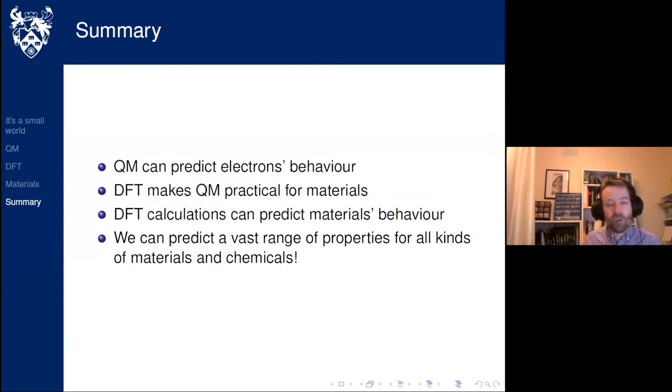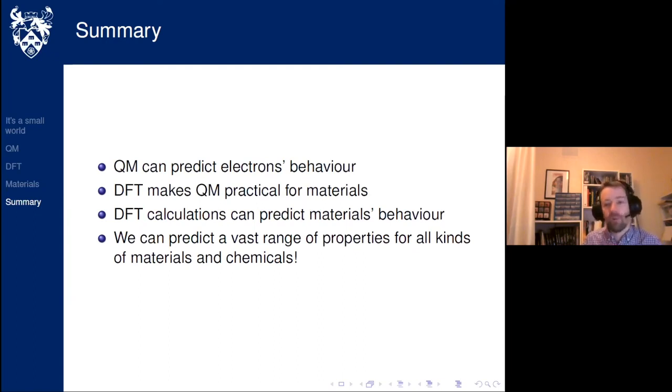We can predict a huge number of properties for all kinds of materials and chemicals, and we can start asking questions. If we know how to compute the energy, we can ask questions like, how would the energy change if I change the chemical environment? And that might tell me how reactive a material is. I might ask, how does the energy change if I squeeze the material? That might tell us how strong the material is. We can ask, how does the energy change as I move the atoms back and forth as if they're vibrating? That gives me the vibrational frequencies.